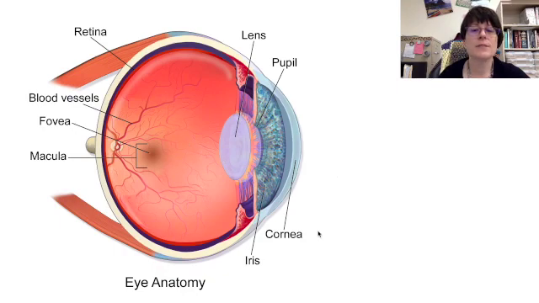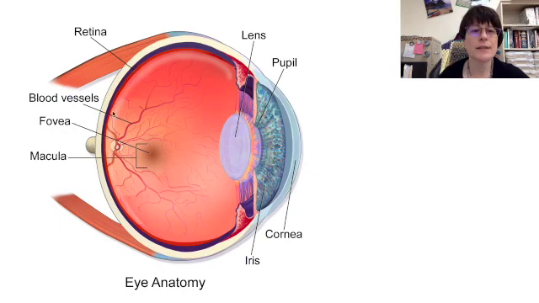Now, as it comes in, light rays from the bottom go up this way and crisscross, and light rays from over here come this way and go this way. So actually the image on your retina is flipped, upside down and backwards, like when we're looking through a microscope, but your brain flips that so that you see everything the way it really is.